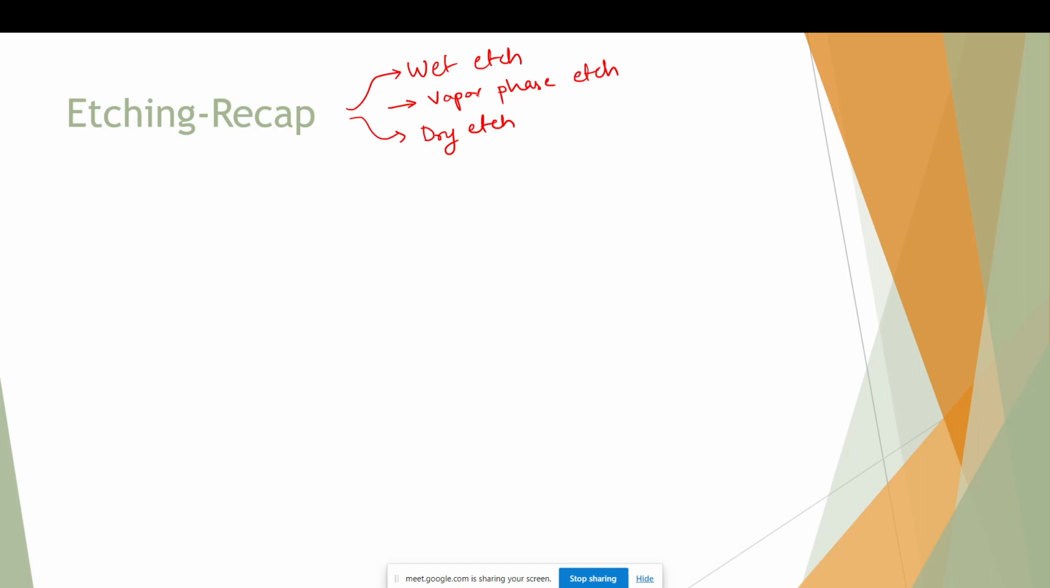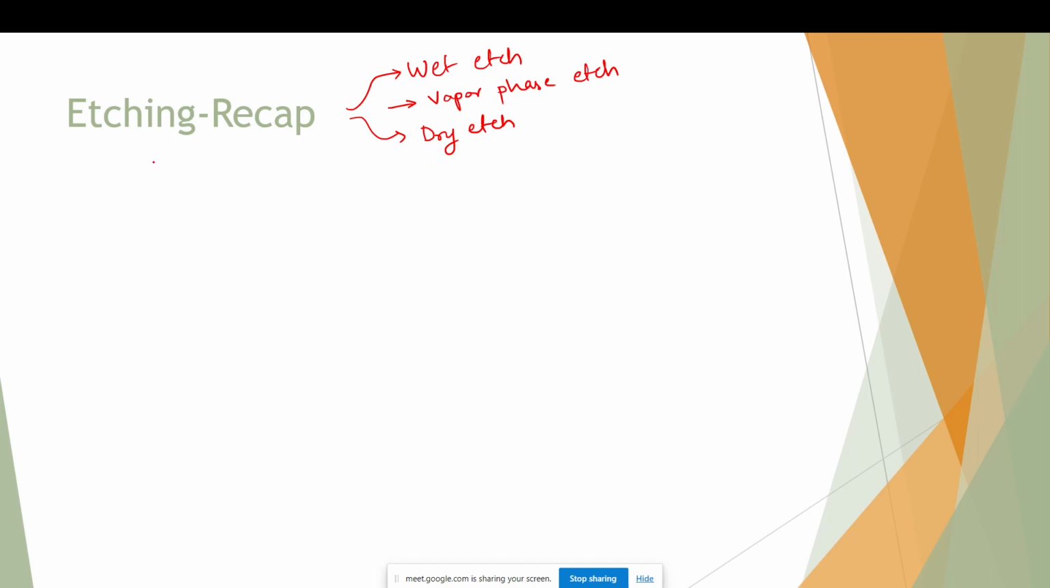So they are in their vapor phase, and then they react with the films that we want to etch, and the byproducts are again in the vapor phase. So in some way it is like dry etching, but there is no plasma involved here. Dry etching we usually call it when there is plasma involved and when it is done in vacuum chambers. Vapor phase etching is not the case, so it is somewhere in between.